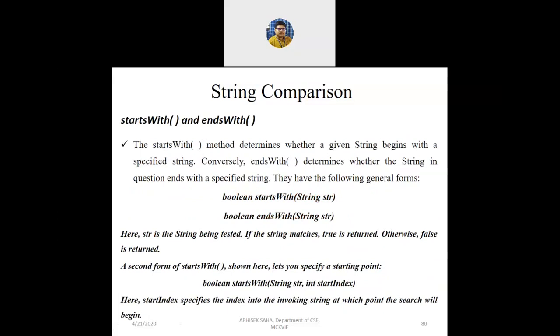Next, the string comparison methods startsWith and endsWith. The startsWith method determines whether a given string begins with a specified string or not. Conversely, endsWith determines whether the string in question ends with a specified string or not. They have the following general form. Both functions take a string as a parameter.